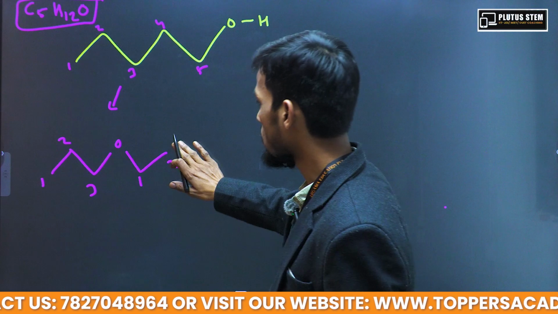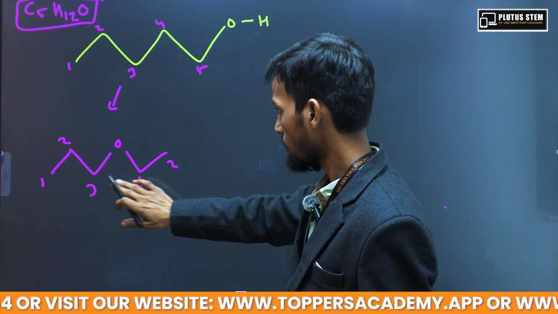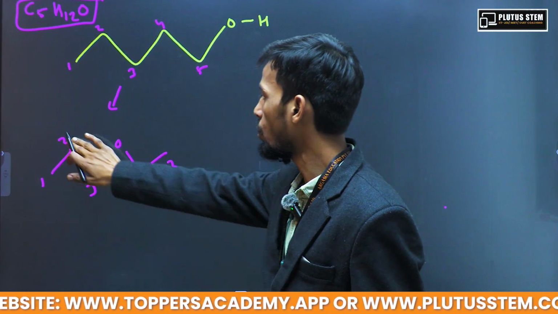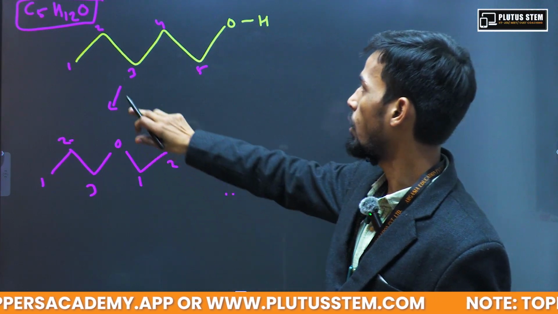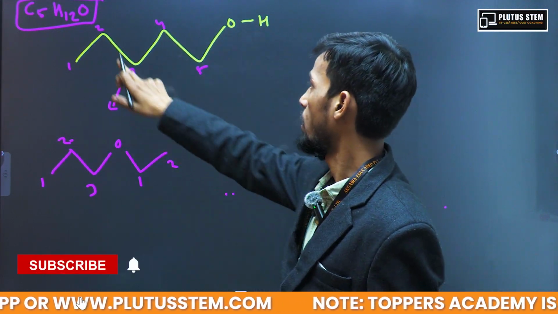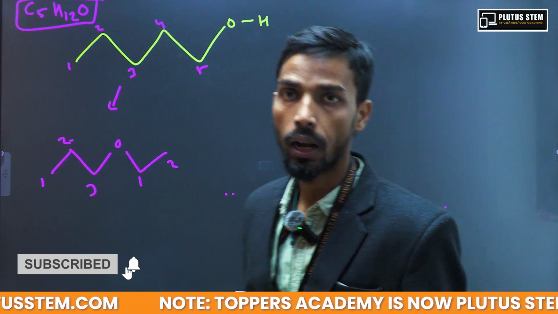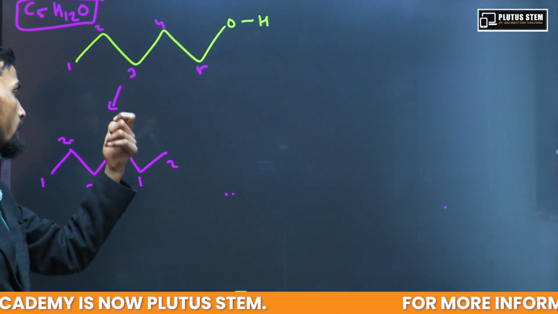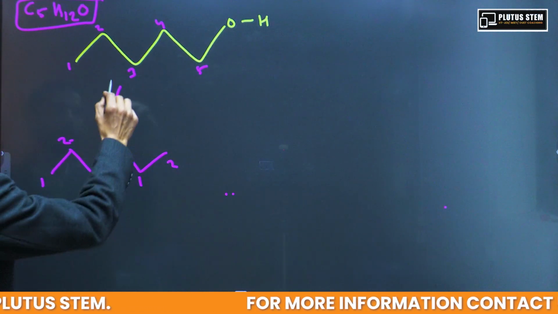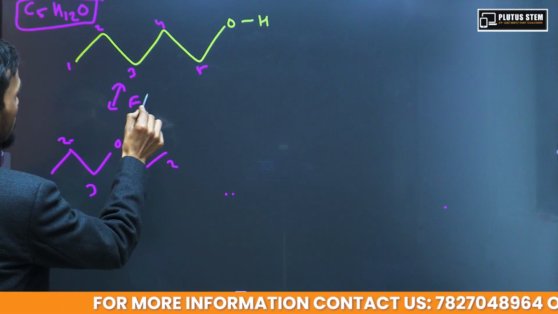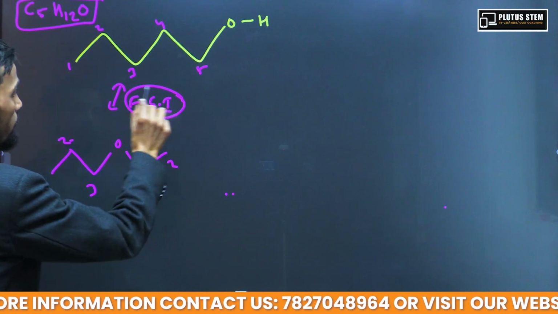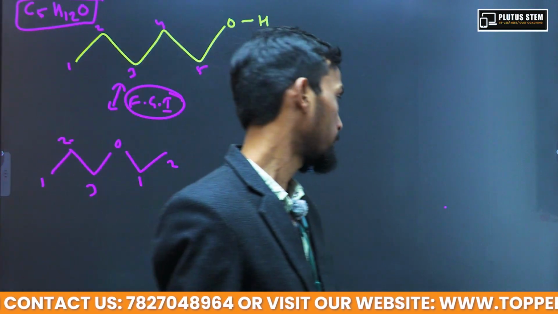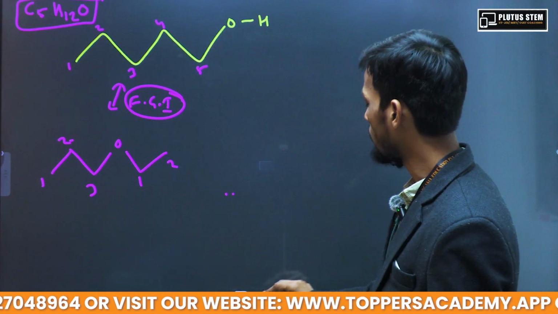So we have 12 hydrogen and 1 oxygen. So this one and this one are functional group isomers, or functional isomers, of each other. Can we draw any other possibility from here?